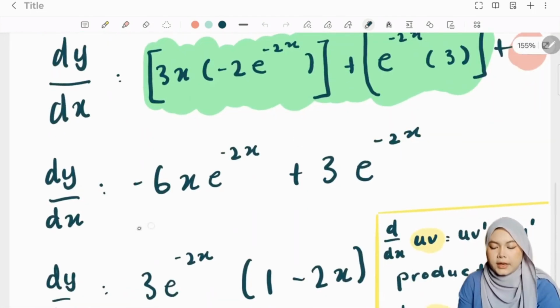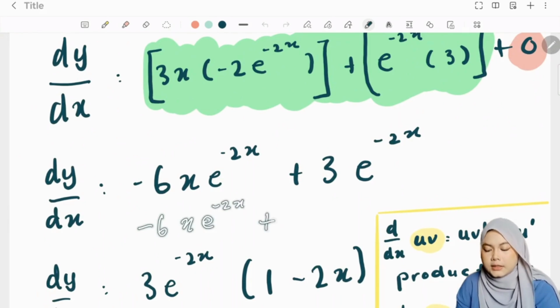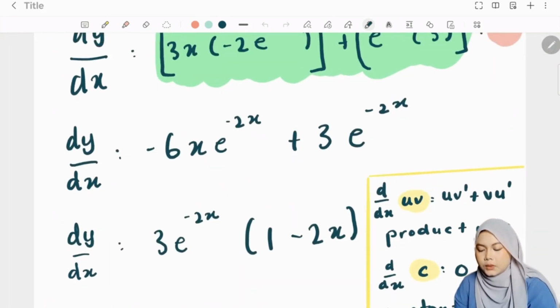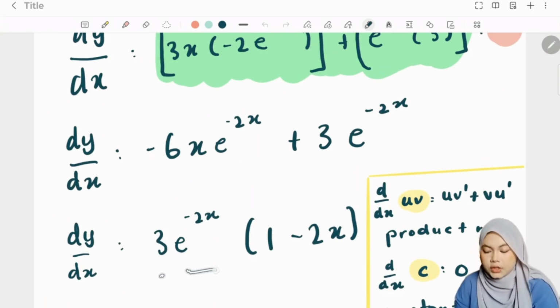Alright, so we can simplify this expression into negative 6x e to the power of negative 2x plus 3 e to the power of negative 2x. So dy over dx is equal to 3 e to the power of negative 2x times 1 minus 2x.